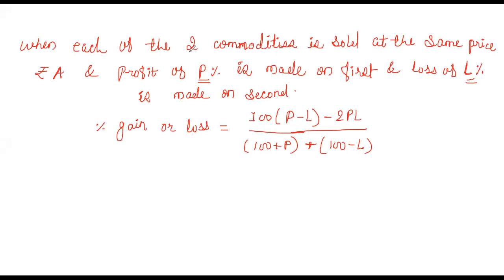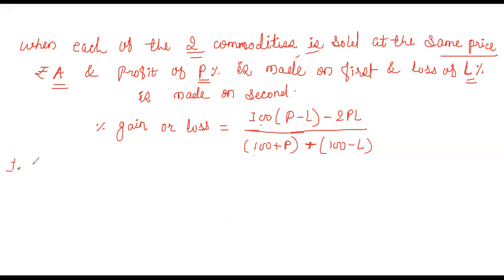Now, two commodities are sold at the same price, and that price is A. If you get a profit of P% on the first one and a loss of L% on the second one, then how do we get the overall percentage gain or loss? It is 100 into (P minus L) minus 2PL, divided by (100 plus P) plus (100 minus L). We can calculate it very easily. Then look at this example.